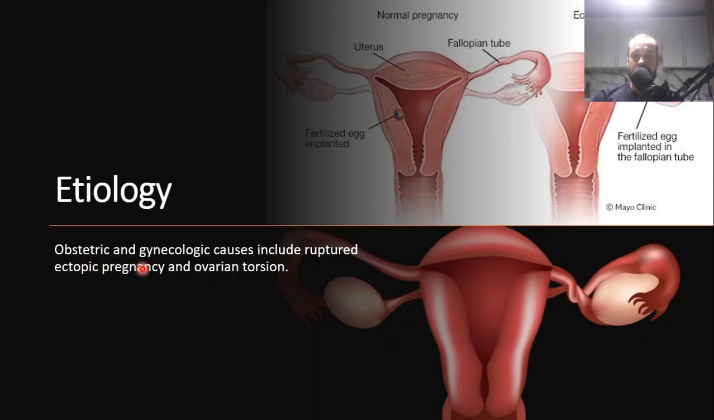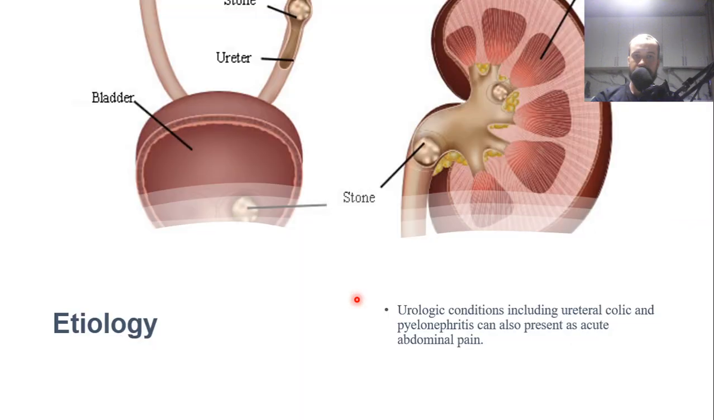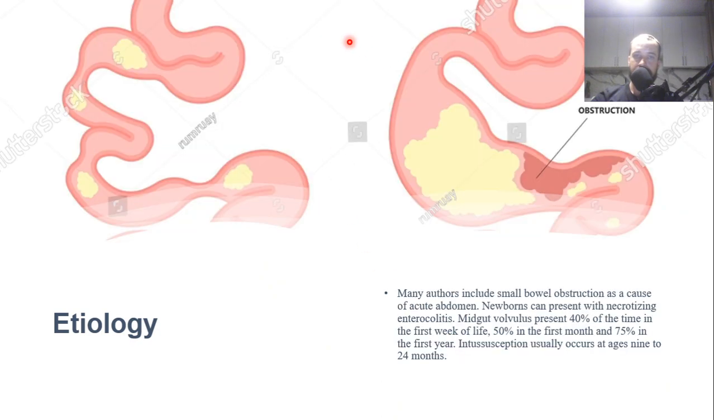Etiology. Obstetric and gynecologic causes include ruptured ectopic pregnancy and ovarian torsion. Urologic conditions including ureteral colic and pyelonephritis can also present as acute abdominal pain. Many authors include small bowel obstruction as a cause of acute abdomen, as do I. Newborns can present with necrotizing enterocolitis.